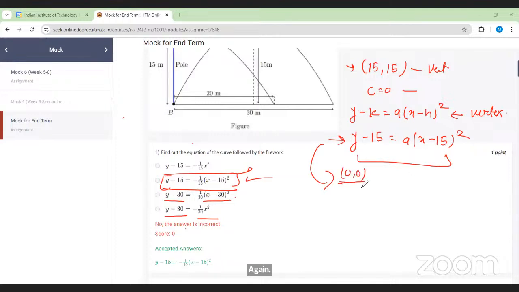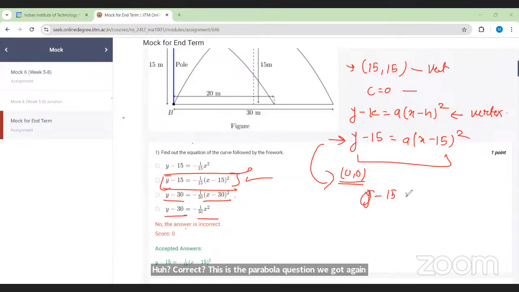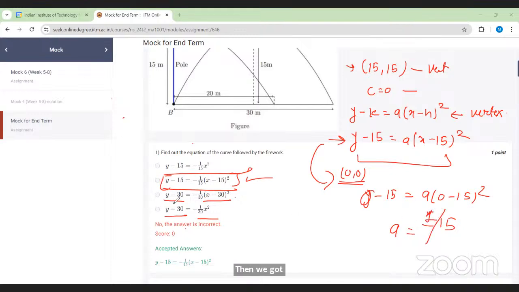Again, we know that it goes via the 0, 0 condition. So that means y minus 15, 0 minus 15 is equal to A times minus 15 square. Then we got A, which means A is equal to minus 1 by 15. Minus 1 by 15. Right.